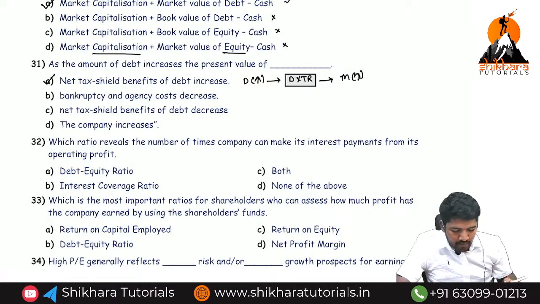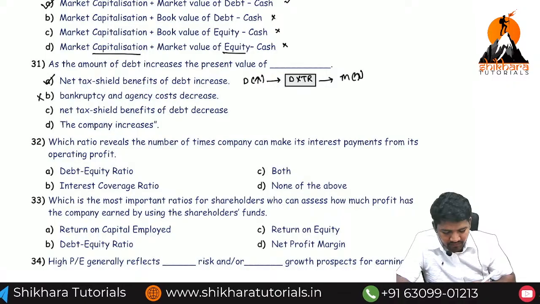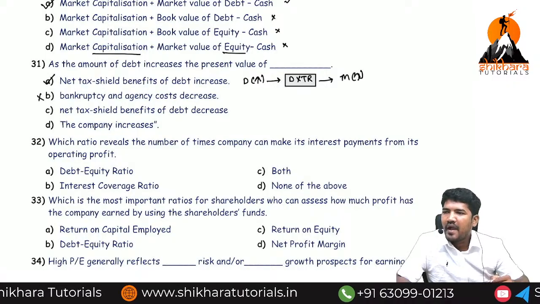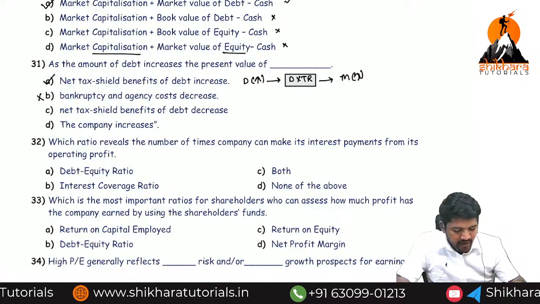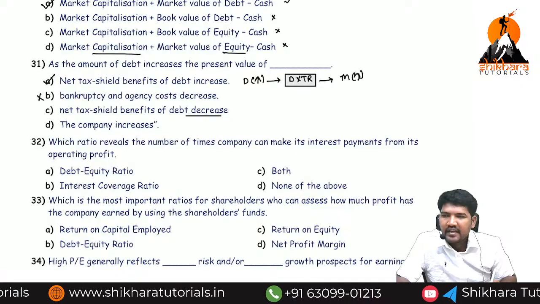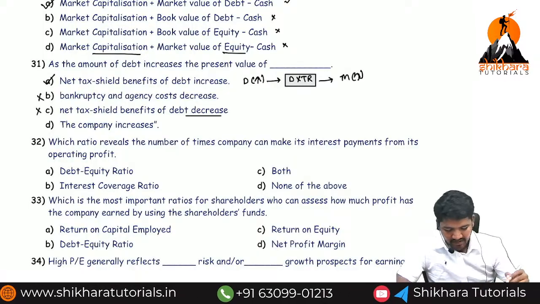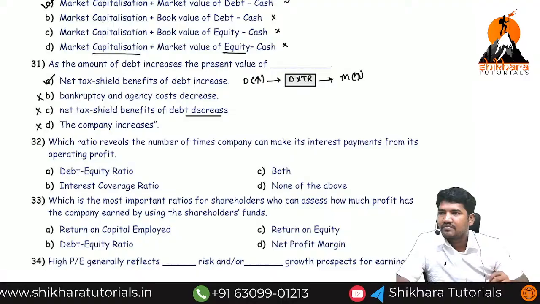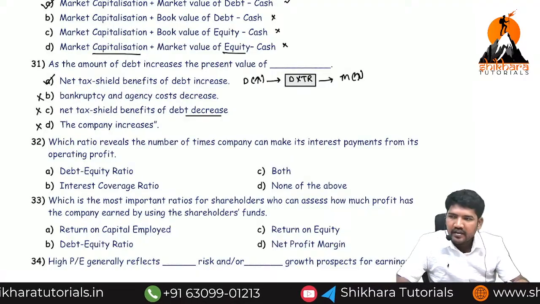Check B. Bankruptcy and agency cost decreases. No, sir, that is not talking about bankruptcy. Next, net tax shield benefit of debt decreases. Not decrease, sir, it increases. Wrong answer. The company increases? No, the company does not increase. Now the answer is net tax shield benefit of debt increases.